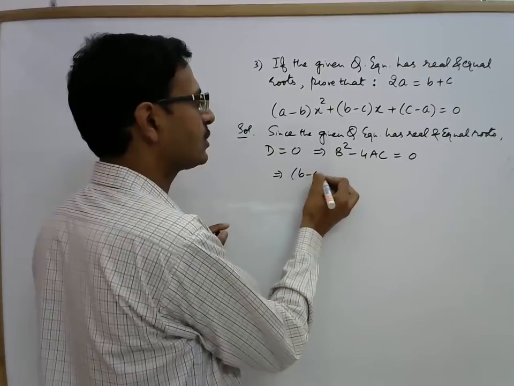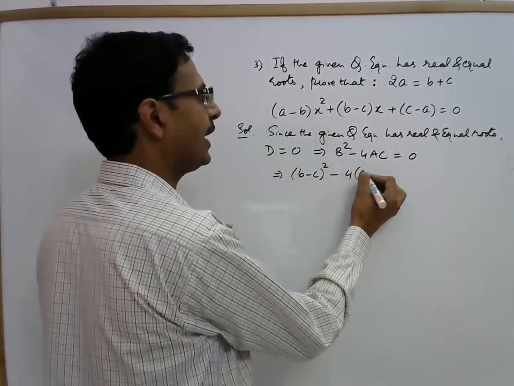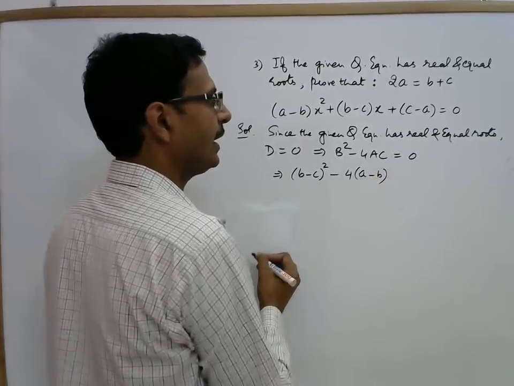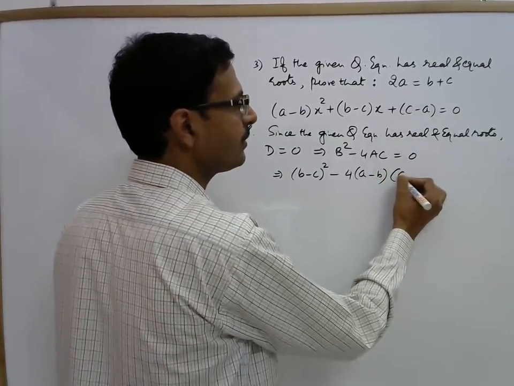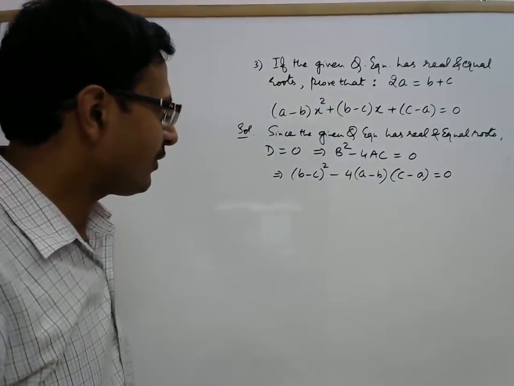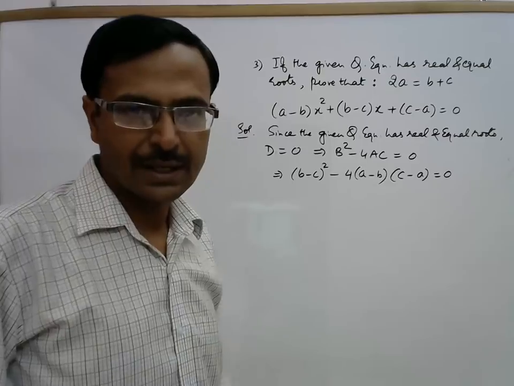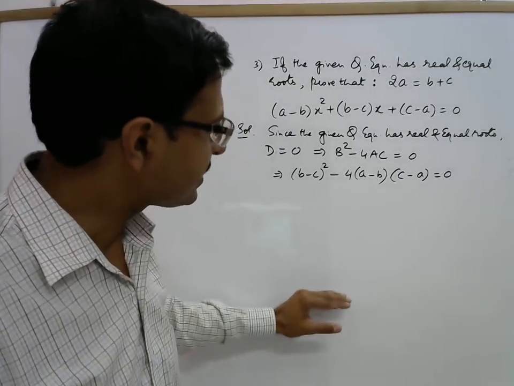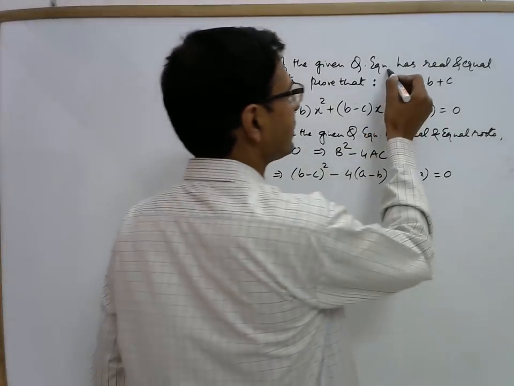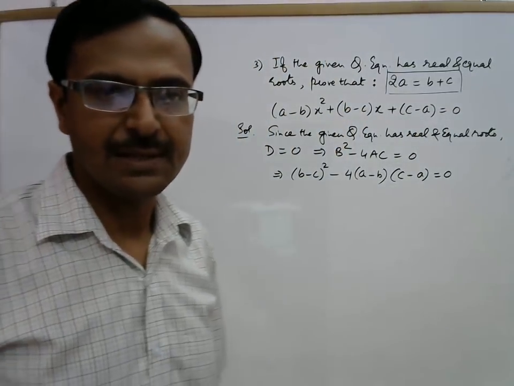So (b minus c) whole square minus 4a. A is the coefficient of x square, that is a minus b, and c is the constant term, that is c minus a, equal to 0. So we have obtained one equation here, and now students, try and open the brackets here and try to get to this. How do we prove that 2a equal to b plus c?